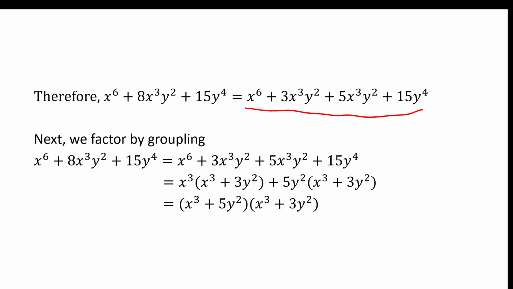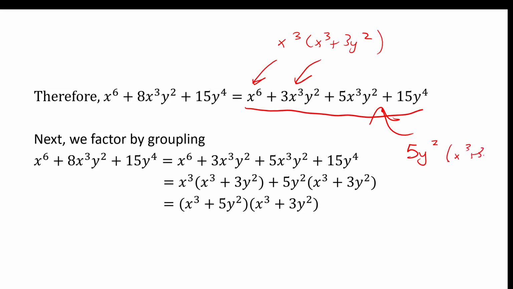Seeing what we have here is just a repeat of what was written on the last line. I look at these first two terms and I can factor out x cubed, and I'll be left with x cubed plus 3y squared. Looking at these last two terms, I can factor out 5y squared, and I'll be left with x cubed plus 3y squared. And that's what's written here. Notice how, just like in the earlier decomposition example, we have the same thing written in both brackets. So we can just say our final answer is x cubed plus 5y squared times x cubed plus 3y squared.